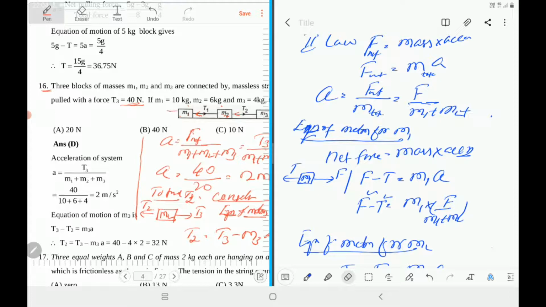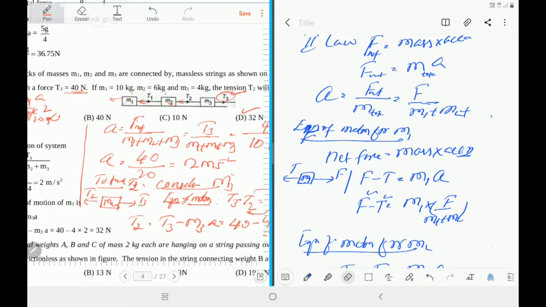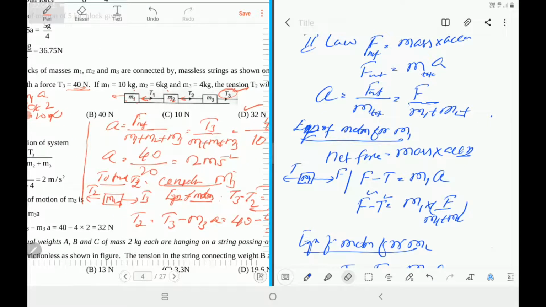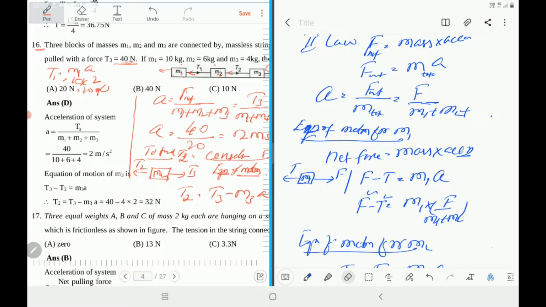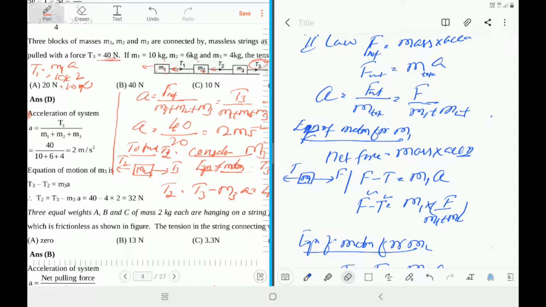I will show here how to find T1. T1 alone acts on M1. That's why T1 equals M1A. M1 is 10, A is 2. So it is 20 Newton. That's it. If you find all the forces on M1, M2 and M3, they must add up to 40. That is also there in our calculation. Okay, you practice a problem like this, students. We'll move on.